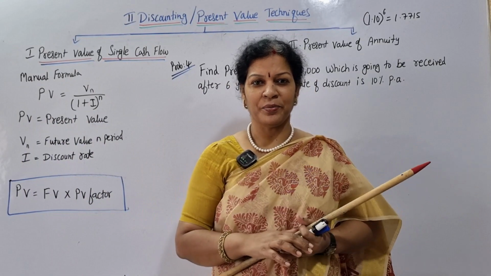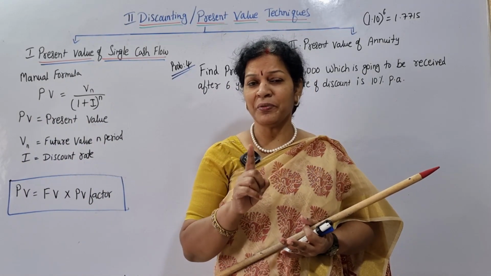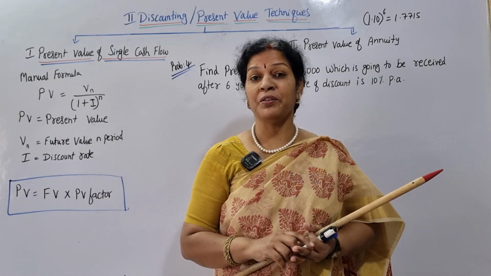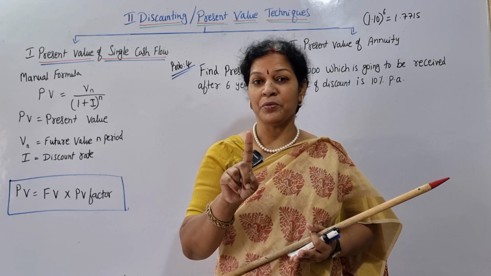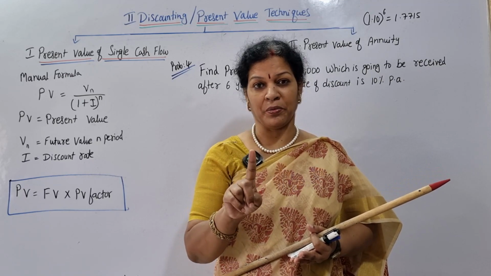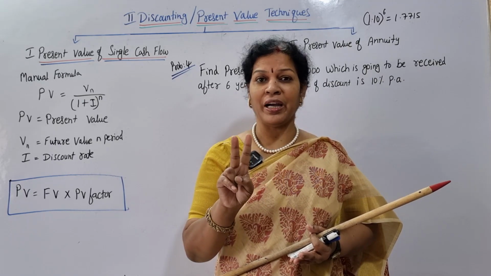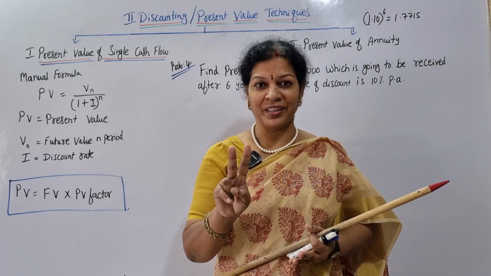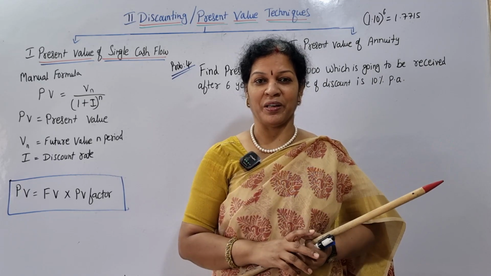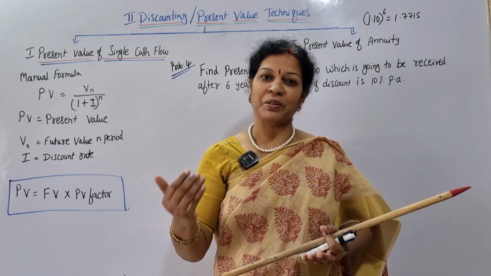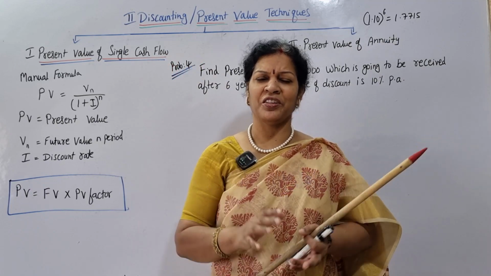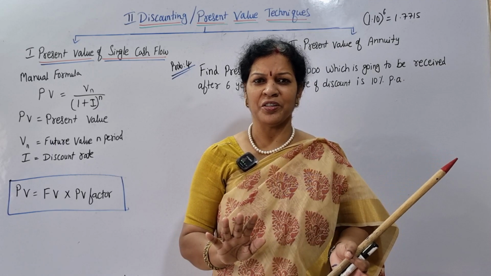In the last class we have seen future value techniques. Future value techniques are two types. One is future value of one cash inflow. Second one is future value annuity. Future value clear? Now today we'll focus on present value. If you understood future value, present value is almost similar. Formulas are changing. Concept you understood already.